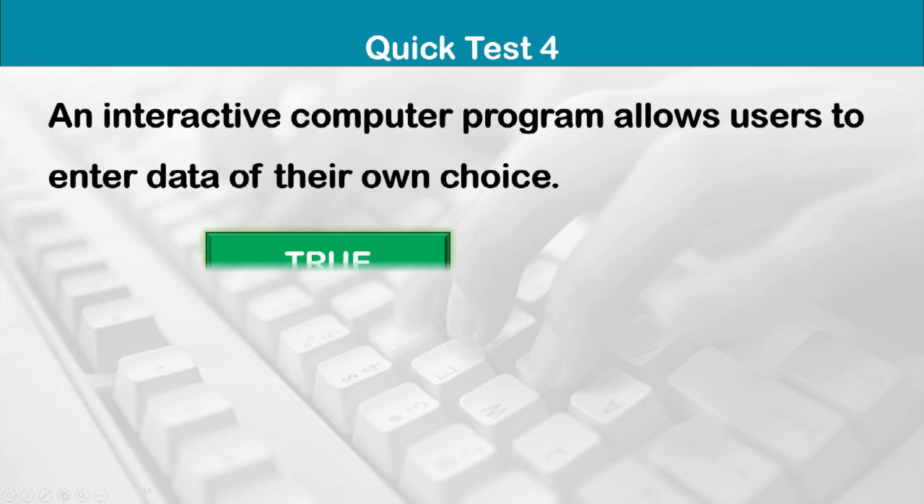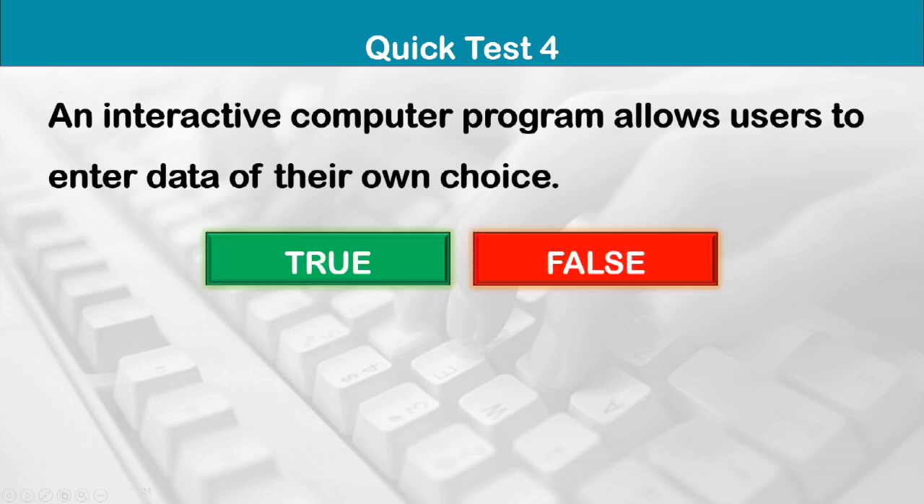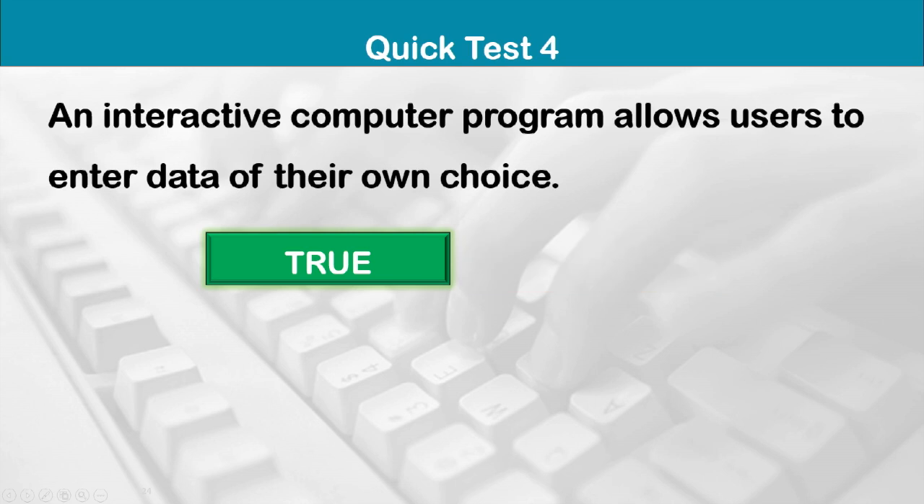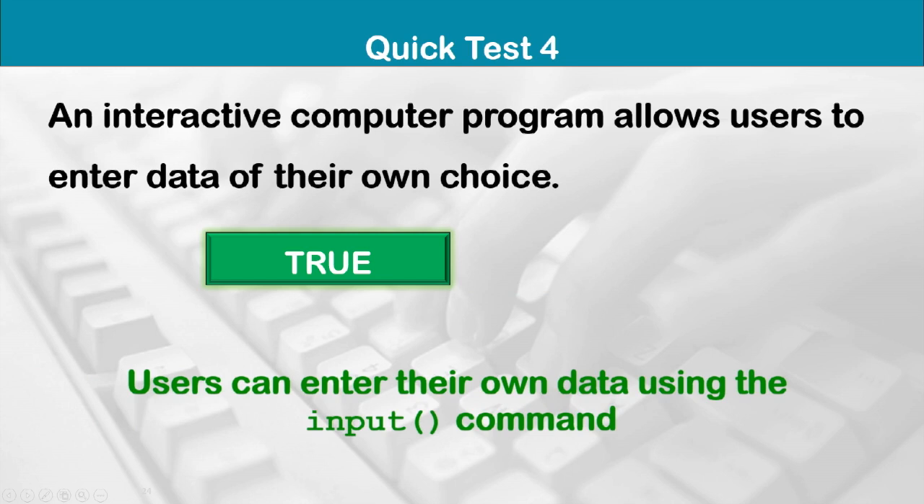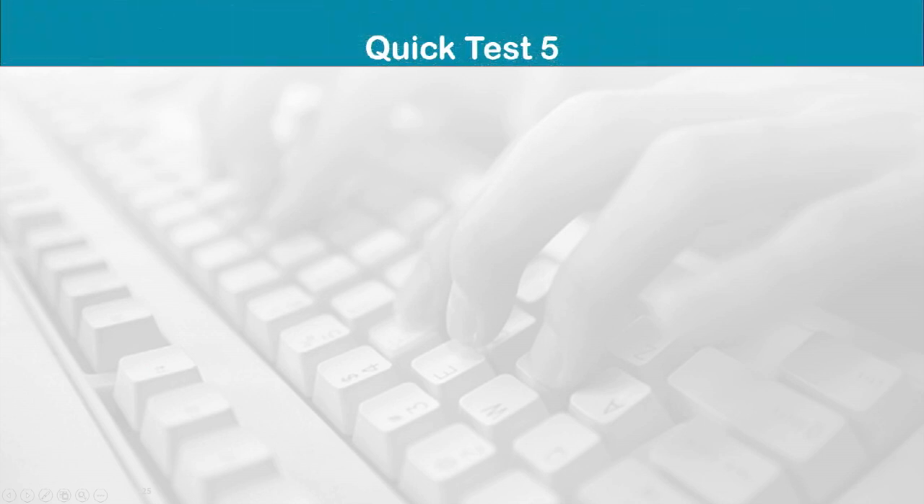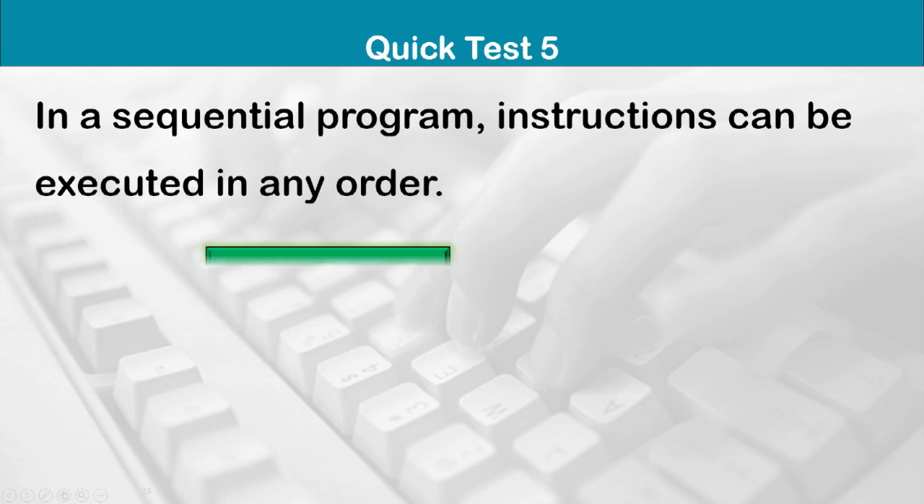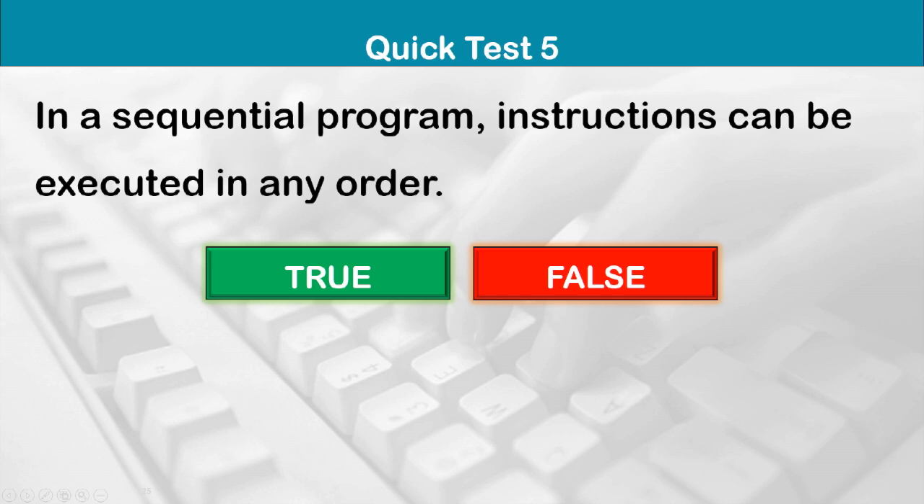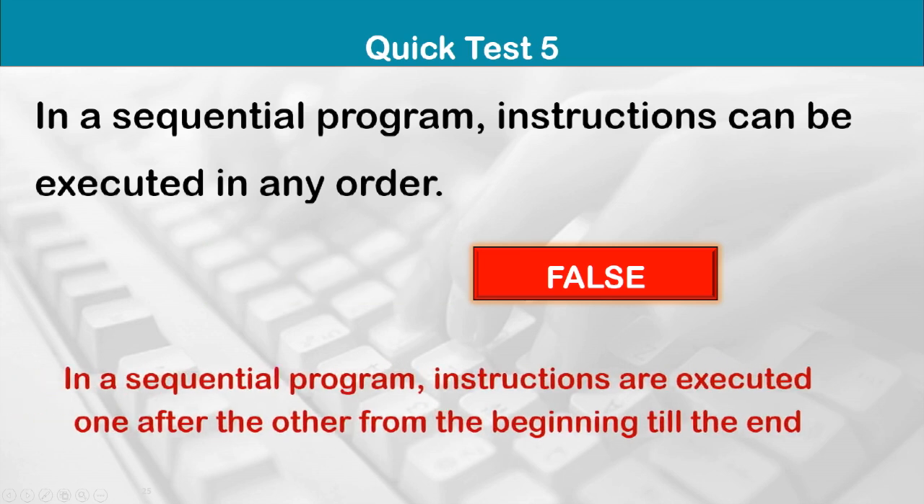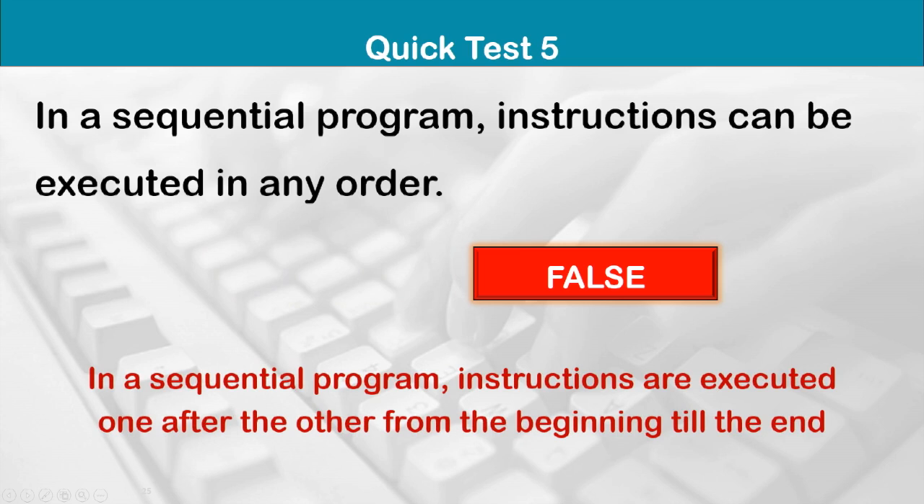An interactive computer program allows users to enter data of their own choice. True or false? This statement is true. Users can enter their own data using the input command. Last question. In a sequential program, instructions can be executed in any order. True or false? This statement is false. In a sequential program, instructions are executed one after the other from the beginning till the end.